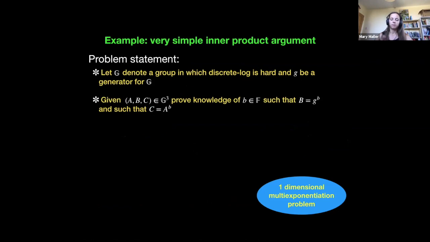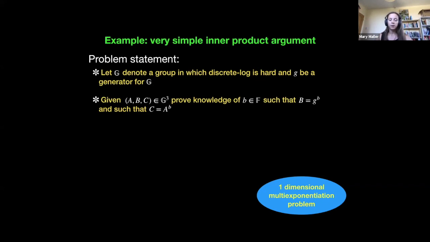So going to start off with a very simple inner product argument. We are going to be working in the discrete log setting. So we have a group and we assume that the discrete log is hard. It's hard to compute, well, given g to the power of x, it's hard to compute x.